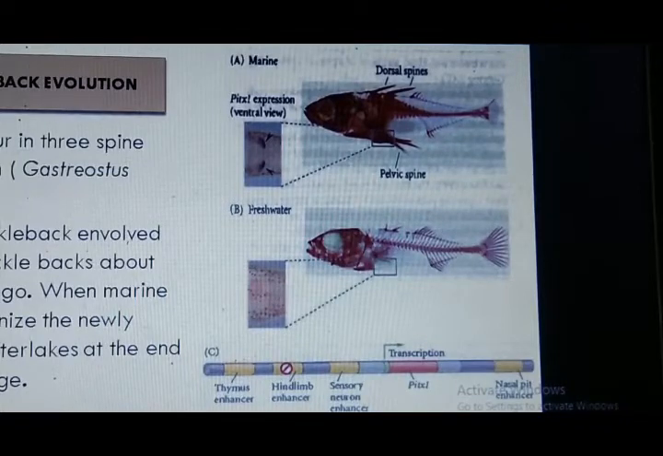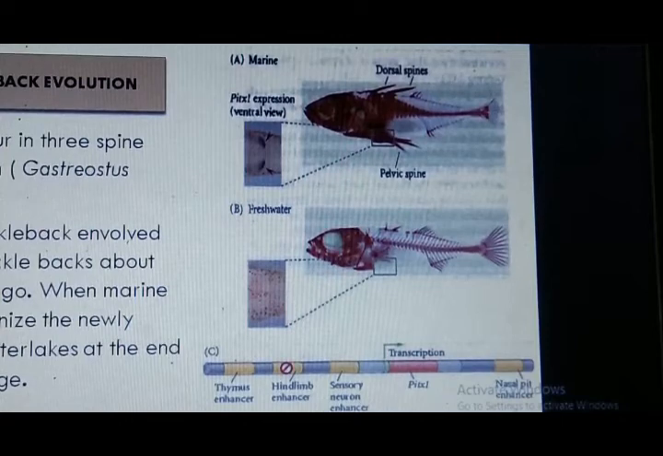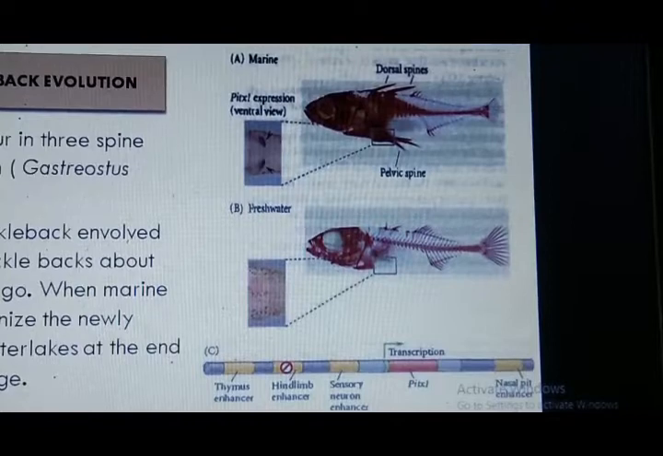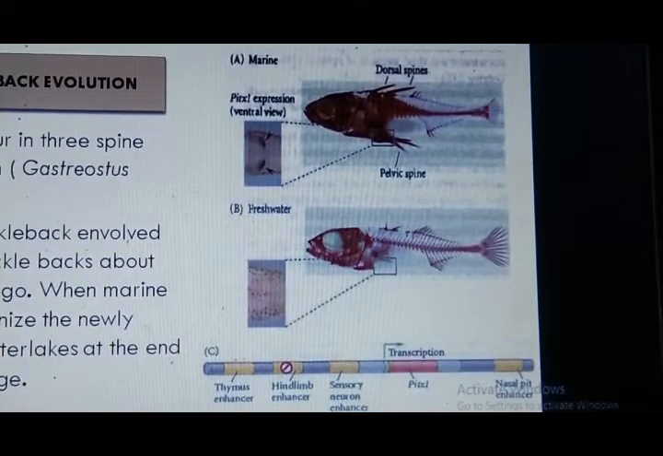and in B, pelvic spines are absent, as is most of the bony armor, in an imaginal ventral view of the embryo, where in situ hybridization reveals PITX1 expressed in purple in the pelvic area, as well as in sensory neurons, thymic cells, and the nasal region of the marine population. The staining in the pelvic region is absent in the freshwater population, although it is still seen in the other areas.